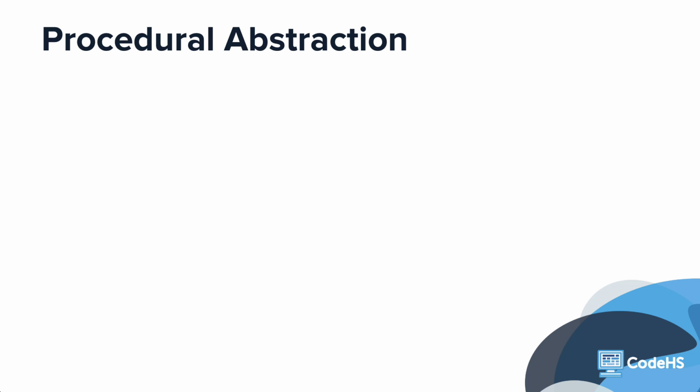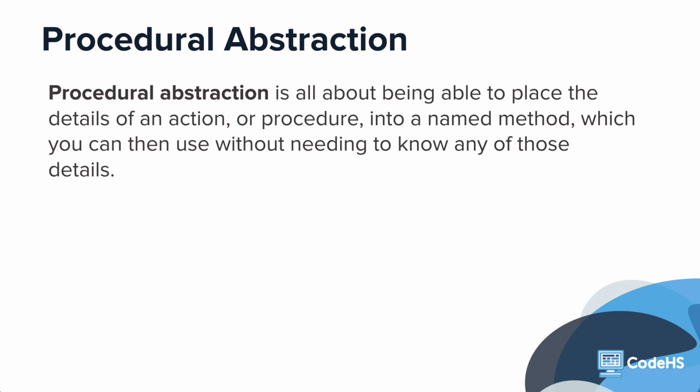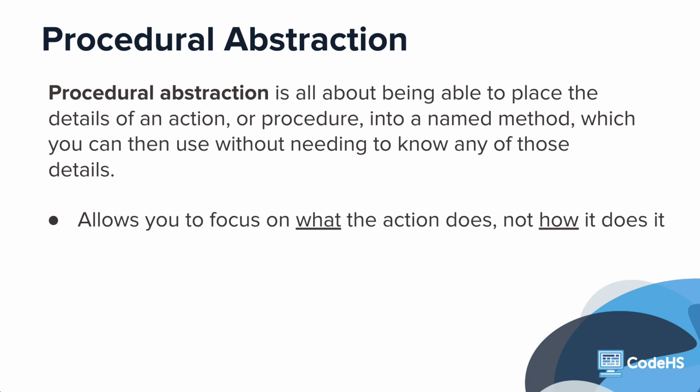In contrast, procedural abstraction is something you'll think about and use frequently as you are developing your programs and working with third-party packages and APIs. Procedural abstraction is all about being able to place the details of an action or procedure into a named method, which you can then use without needing to know any of those details. It allows you to focus on what the action does, not how it does it.